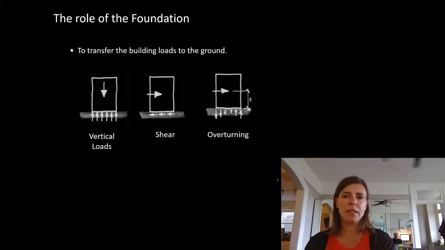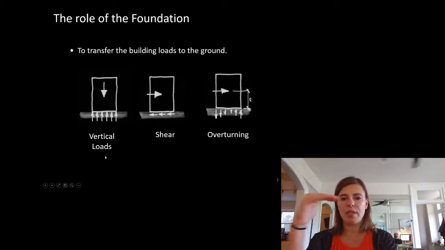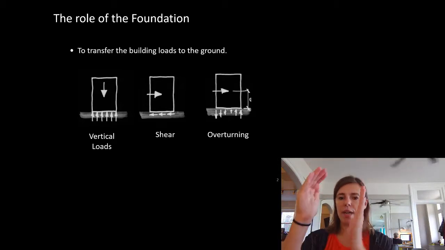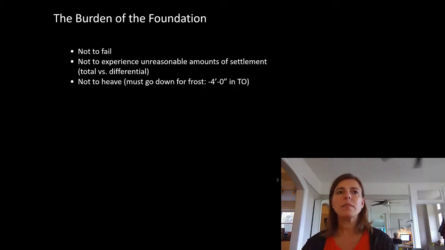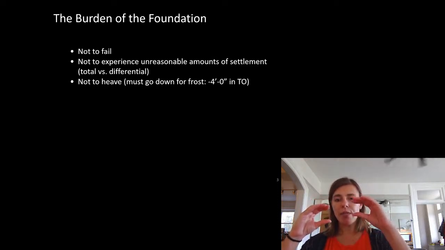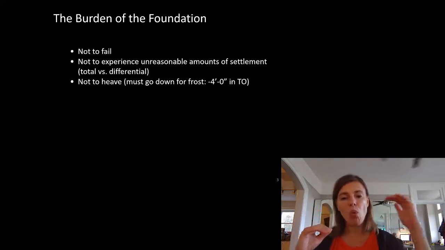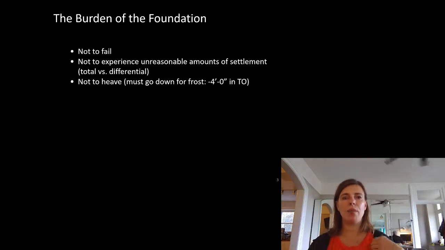They're not complex. So the role of the foundation is to transfer the building loads to the ground. We have our up and down loads, we have our side to side loads, and our building tries to tip over. Our foundation needs to not fail. It can't experience unreasonable amounts of settlement. And there are two types of settlement we are worried about. We're worried about total settlement, and we're worried about differential settlement. So if one side settles more than the other side, we're still going to have a problem.